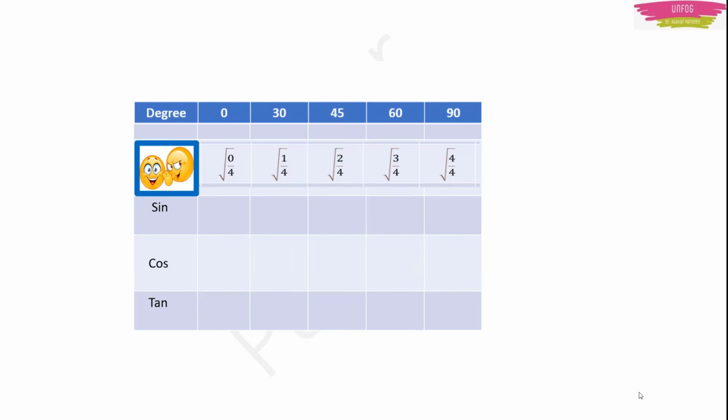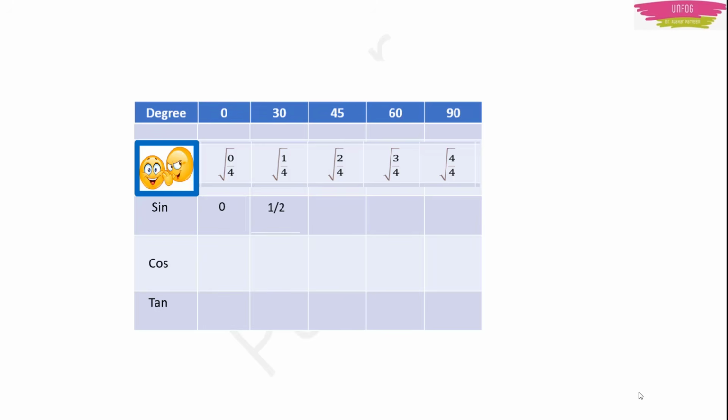Now you write the answer for this. Like in the first column, sine 0 is there. What is square root of 0 by 4? Answer will be 0. Like that only for sine 30, square root of 1 by 4. What will be the answer for square root of 1 by 4? It should be 1 by 2, correct? Because square root of 4 is 2, right? So it will be 1 by 2.